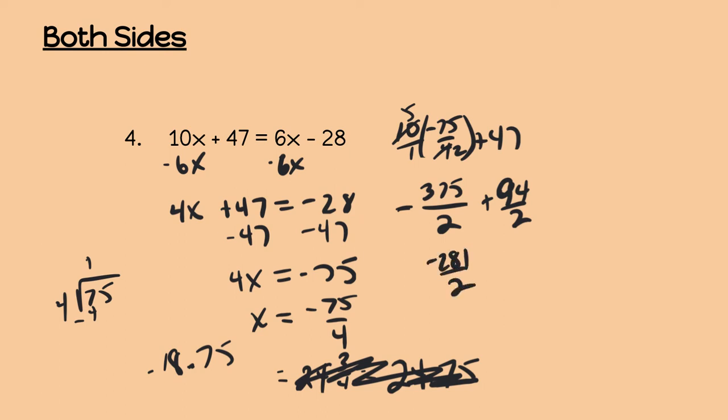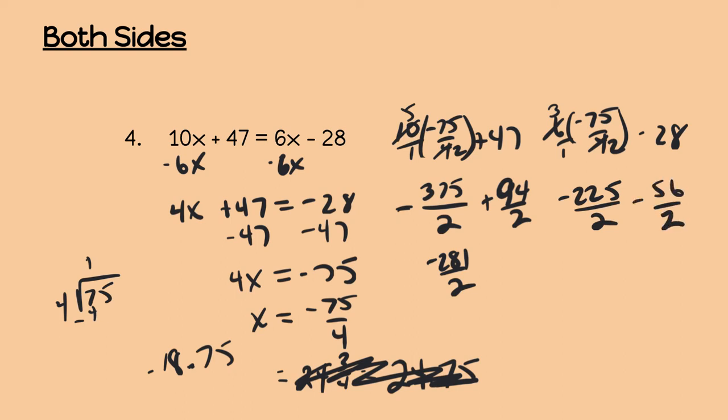Let's try on the right side. 6 times negative 75 over 4 minus 28. So again, let's cross reduce. That gives us 2 and 3. 3 times negative 75 is negative 225 over 2. And then minus 28 will be minus 56 over 2. And negative 225 and negative 56 will give us negative 281 over 2. So believe it or not, it does check out.